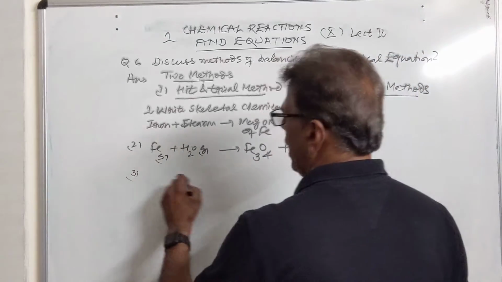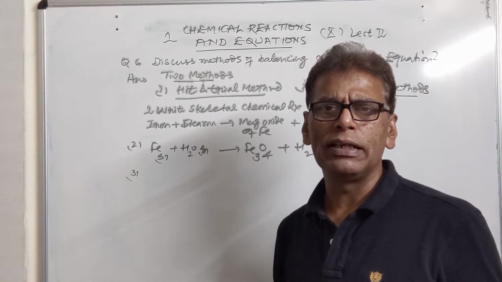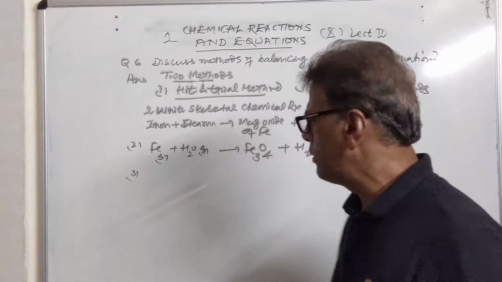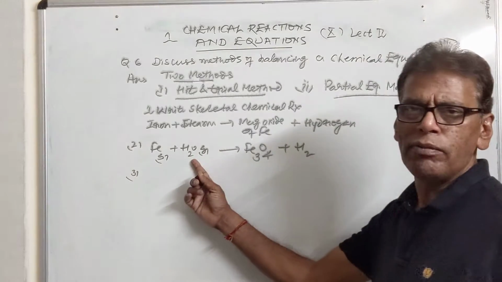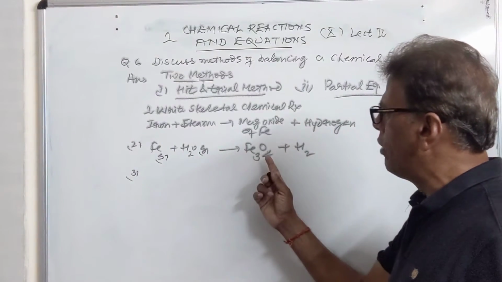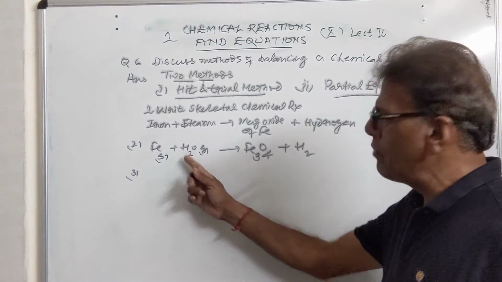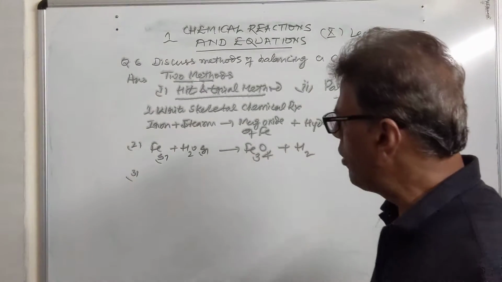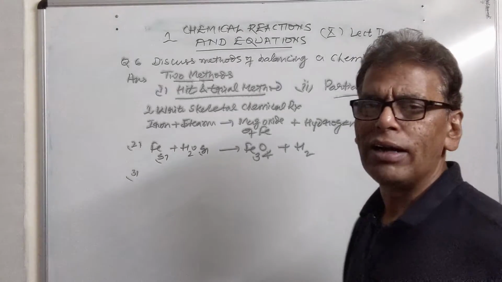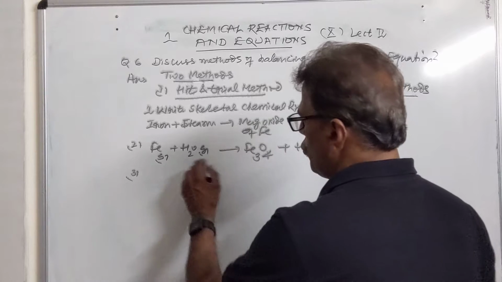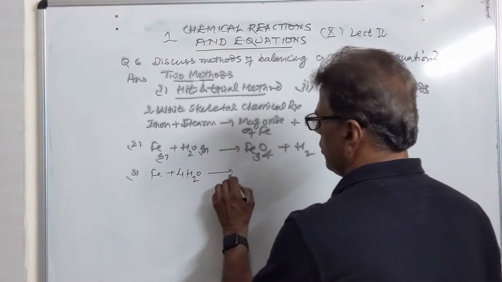Third step is balance those atoms first of all which exist at maximum number of places. So atom existing at maximum number of places, this is oxygen. 4 times it is existing in the product, 1 time in the reactant. So to balance oxygen, here we are having 4 oxygen, we want to make 4 here also. So we will be multiplying water by 4. We cannot change the formula of water, so to balance oxygen we multiply water by 4, we get this equation.